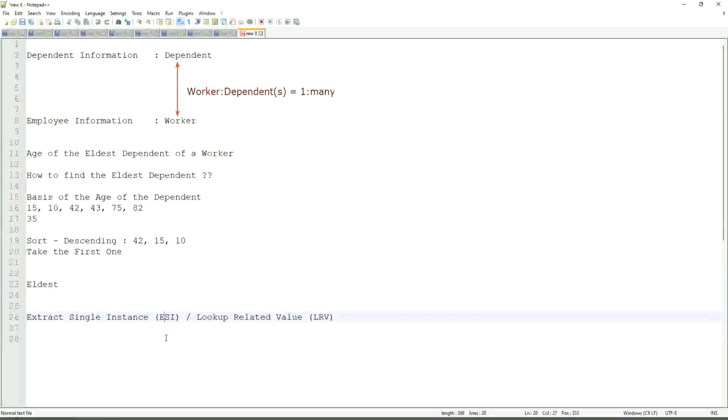So, ESI, it will allow you to extract the instance of an object from a related business object based on some criteria. That is what ESI is all about. Right. And once you extract the single instance, one particular occurrence of that particular object, then you look up another value related to that using an LRV.